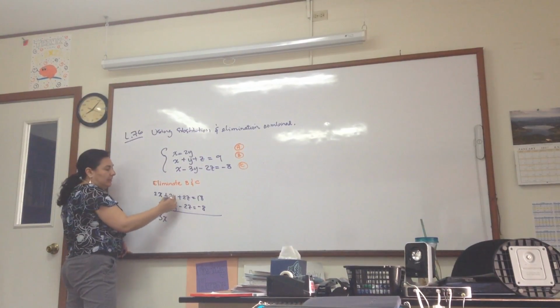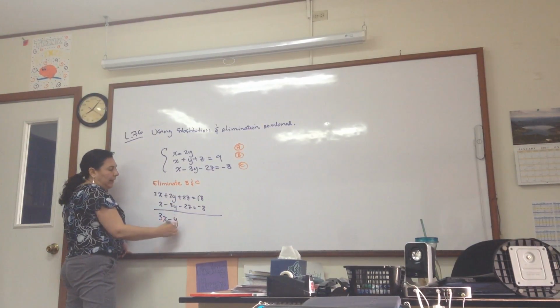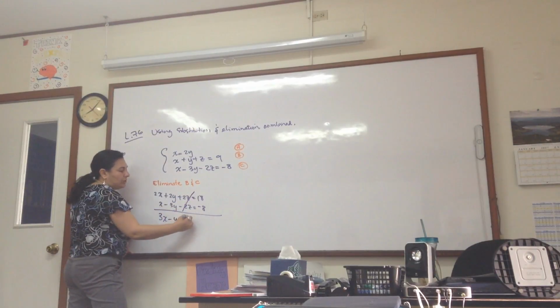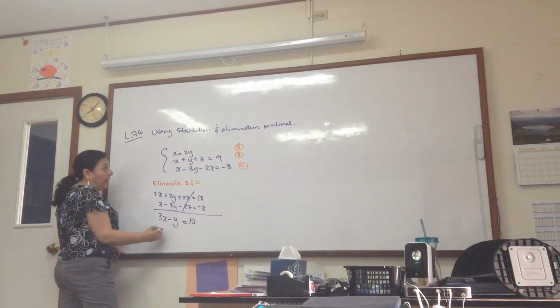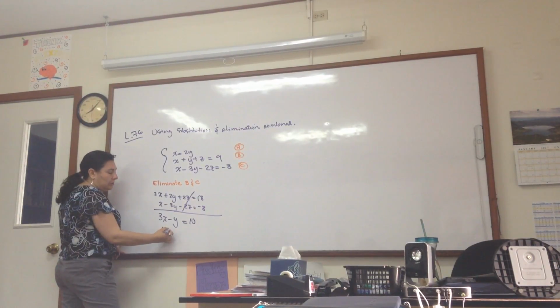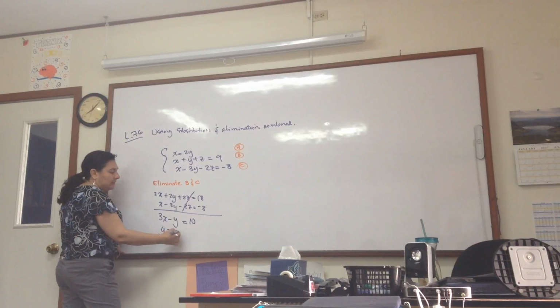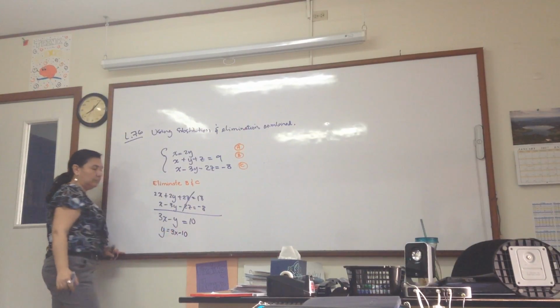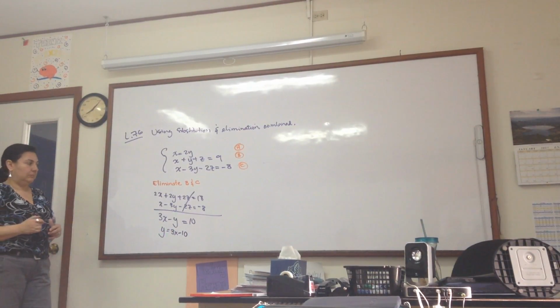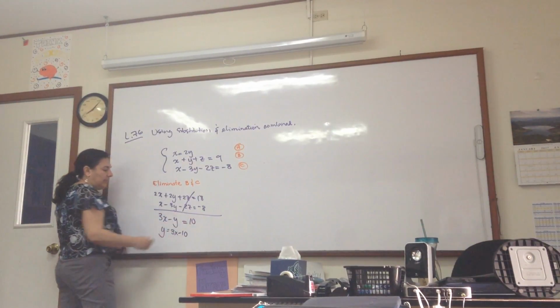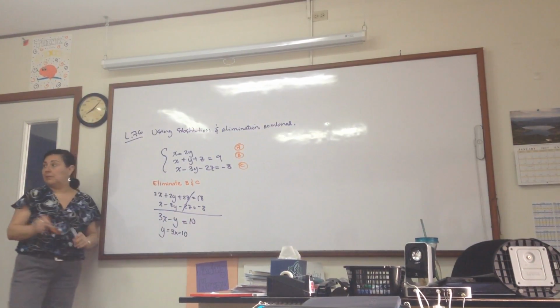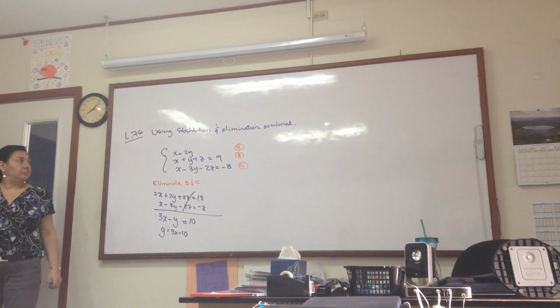3x minus y equals 10. So now I have that y equals 3x minus 10. You have the 3x minus... the signs are opposite. It's correct. Can we put 3 times 2y minus y equals 7?